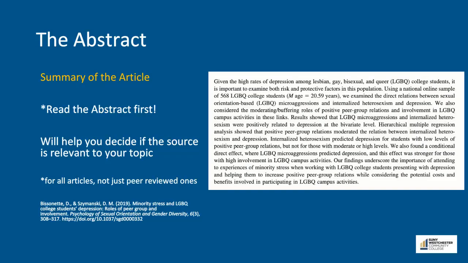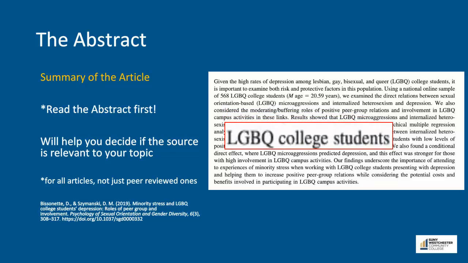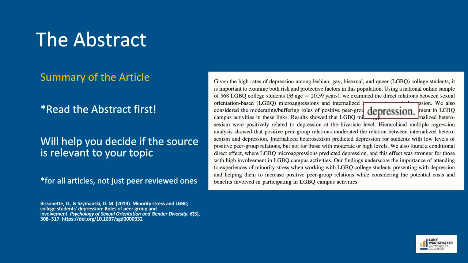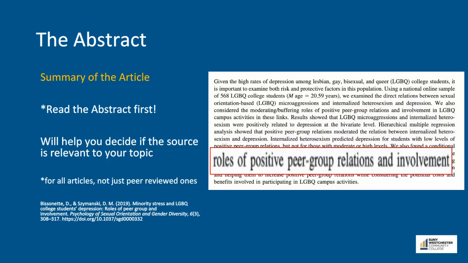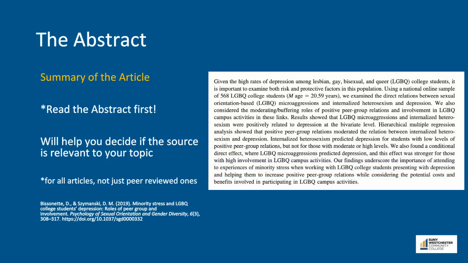The abstract is a summary of the article. You can think of it like the movie trailer for the article. You get the main characters, here LGBTQ college students, and the main plot points, such as depression and peer involvement. Although, just like actual movie trailers, you'll sometimes find the article isn't really what you expected once you read it. After reading the abstract, we should have an idea if the article seems relevant to our topic.